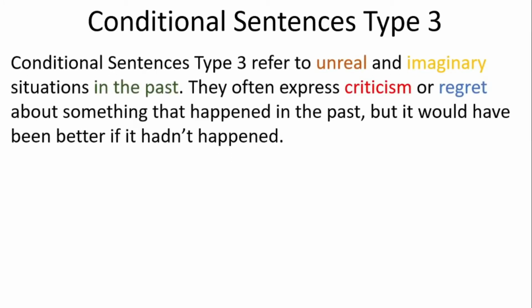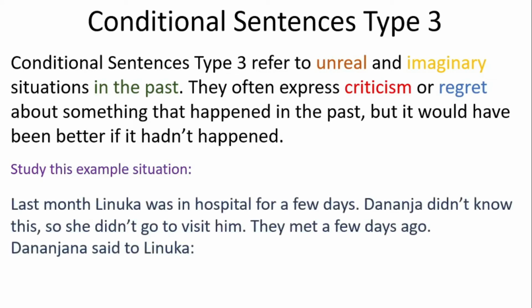Now, let's move on to conditional sentences type 3. Conditional sentences type 3 refer to unreal and imaginary situations in the past. They often express criticism or regret about something that happened in the past, but it would have been better if it hadn't happened. Study this example situation.